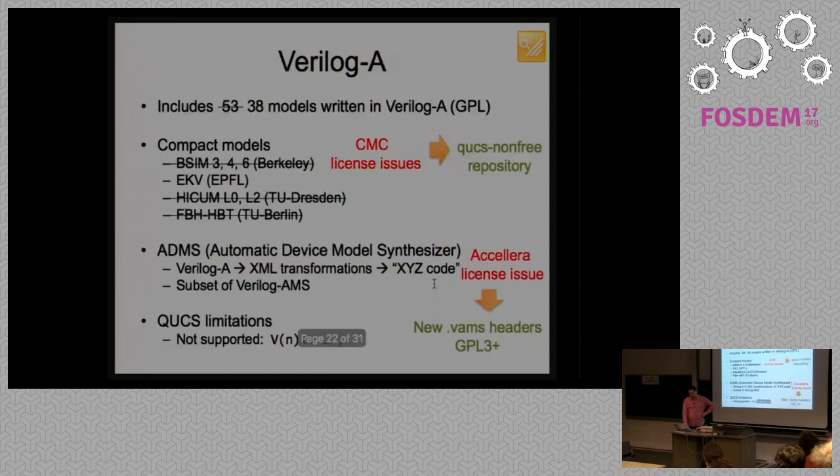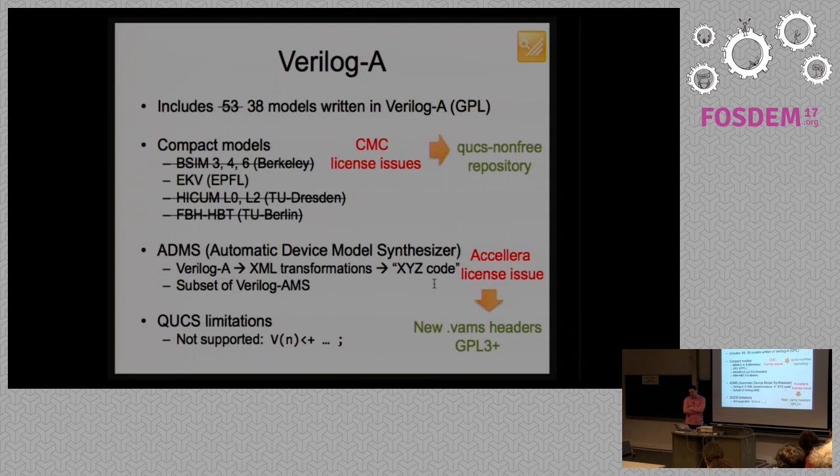Okay, on the front of Verilog-A, we had quite a lot of models. We still have quite a lot of models. However, due to licensing issues, we had to remove 3 of the industry standard models. They were under BSD 3-clause-like licenses, which are incompatible, and we stripped them out from the repository. We are now moving them to a non-free repository. We got a bit of a backlash from the model developers, but there is nothing you can do. It's incompatible, so we removed it.